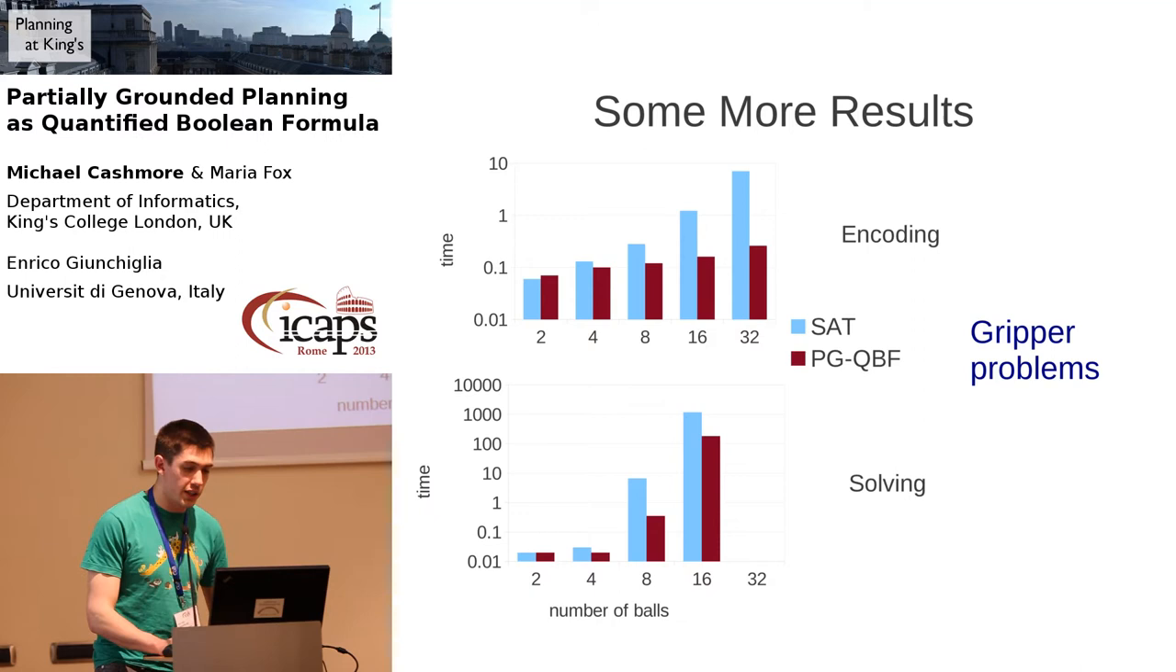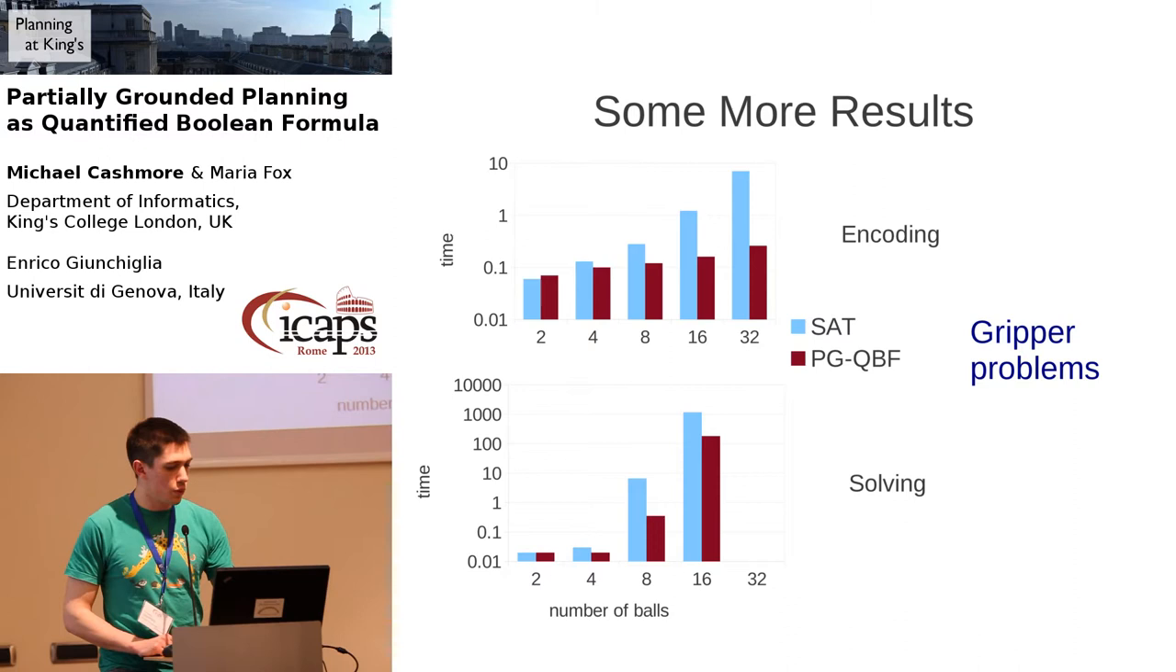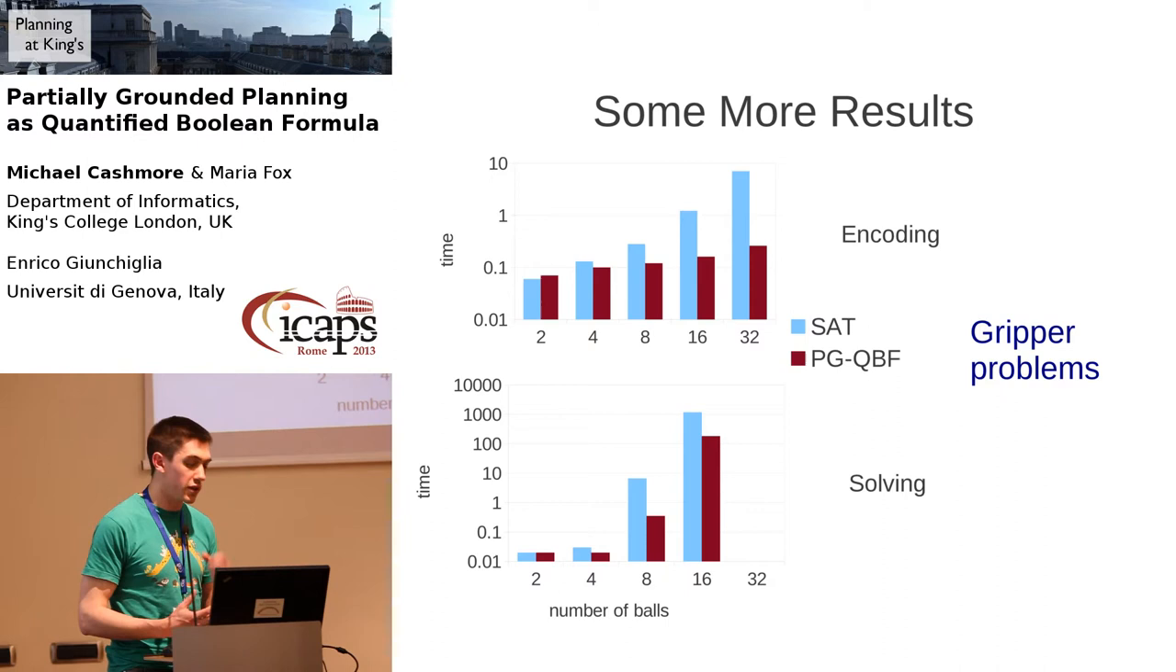And these are the gripper problems. There's a robot, and there's a big mass of balls that the robot wants to pick up and move to another room somewhere. Here, we don't scale as well as we did in the pigeonhole problem. The reason being now the size of the domain is the product of the number of ungrounded objects, since the action to pick up a ball and put it back down again only has one parameter. However, we still make an improvement in both encoding time and a little bit in solving time.